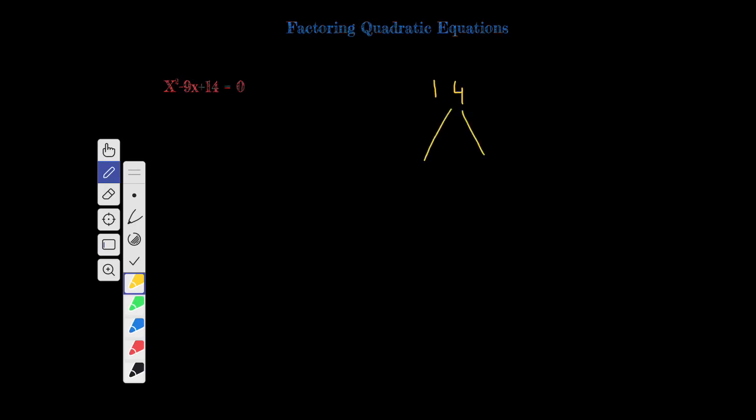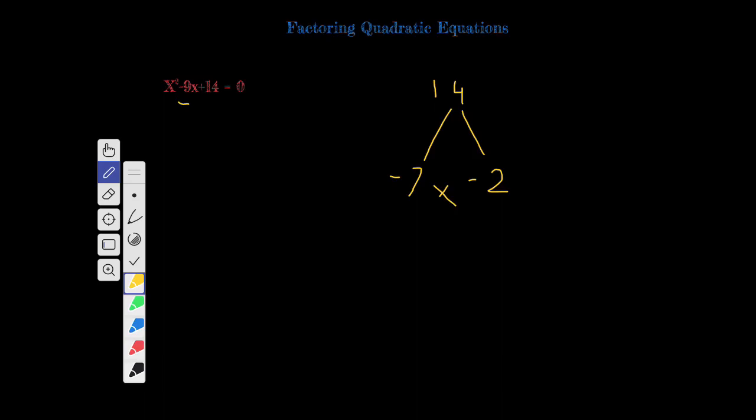So, what times what equals 14 that it adds up to negative 9? For it to make sense, I'm going to explain it to you guys. So let's do negative 7 times negative 2. Negative 7 times negative 2 is 14. If we multiply that, that equals 14.